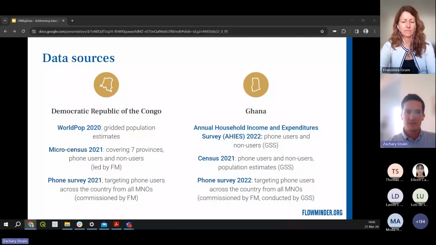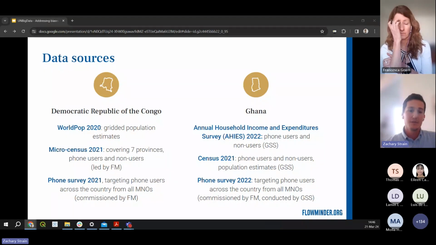Talking about some of the projects or countries that were mentioned earlier today, for the DRC, we based our baseline population on WorldPop estimates from 2020, as well as a microcensus data collection effort we led in 2021 that covered 7 provinces, as well as had questions about phone users and non-phone users, their mobility and their phone use. And we also commissioned a phone survey there in 2021.